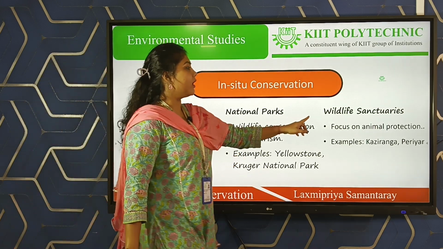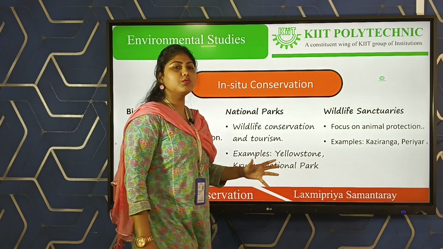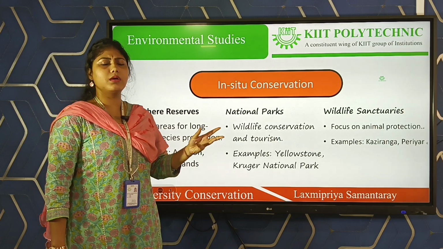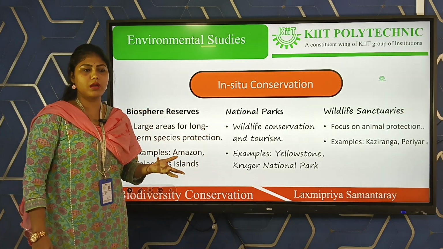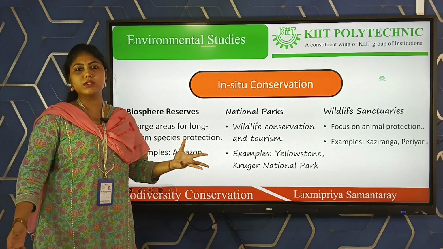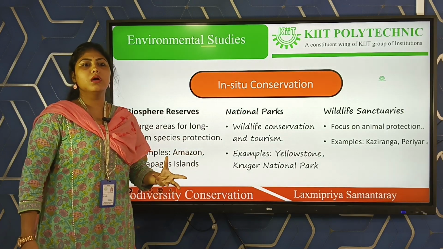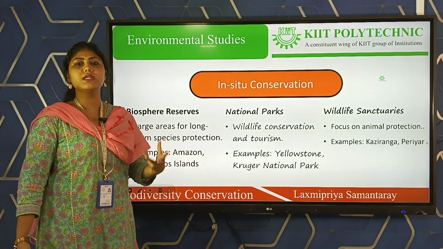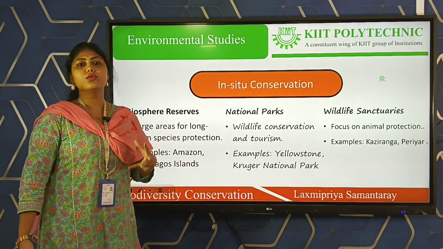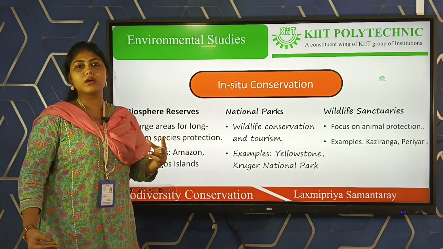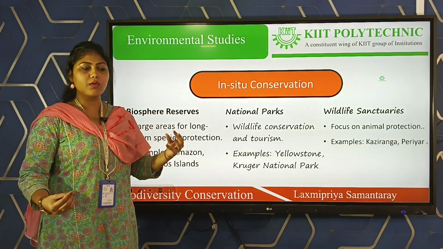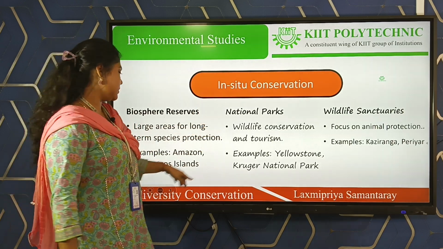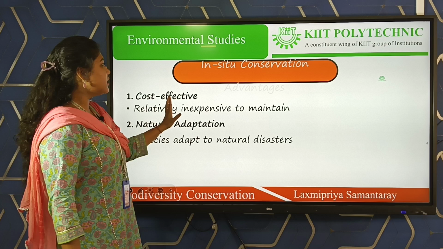And next is wildlife sanctuaries. It means we have to focus on animal protection. Examples are Kaziranga and Periyar. Naturally there are so many animals and so many forests there. We have to save all these things ourselves and spread awareness among people to save all these wildlife sanctuaries.